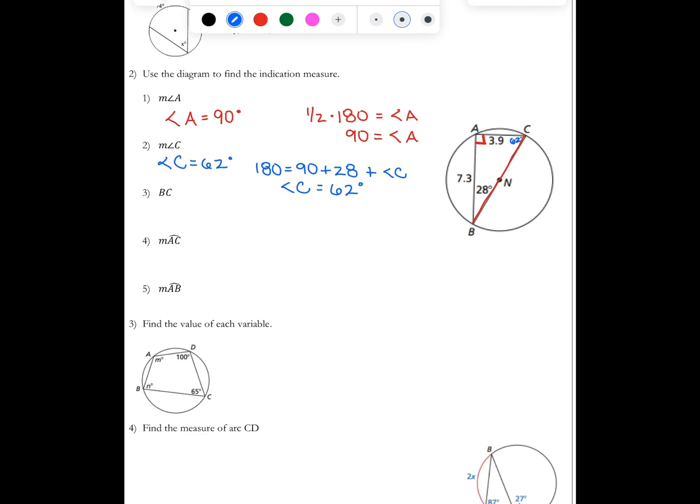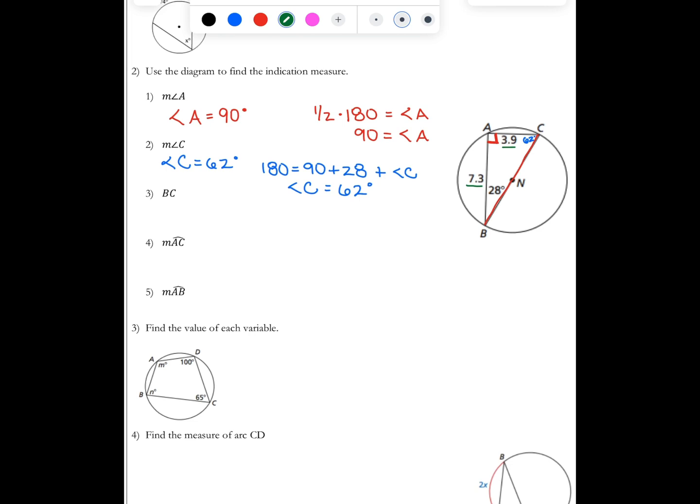Since we have a right triangle, we can use the Pythagorean theorem. We have the two other side lengths of 3.9 and 7.3. Since BC is our hypotenuse, it's going to be our c in our Pythagorean theorem. So we're going to have 7.3 squared plus 3.9 squared equals c squared.